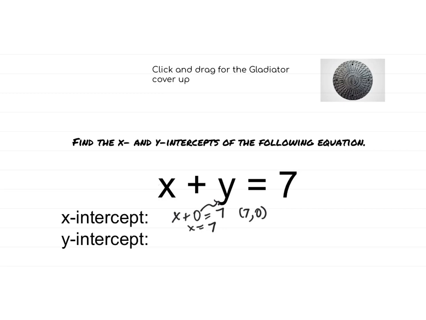Now to find the y-intercept, we're just going to put in 0 for x, so 0 plus y would equal 7. And so you're left with y equals 7. And so your y-intercept would be 0, 7. Now, look over here. We're going to use our gladiator grit.